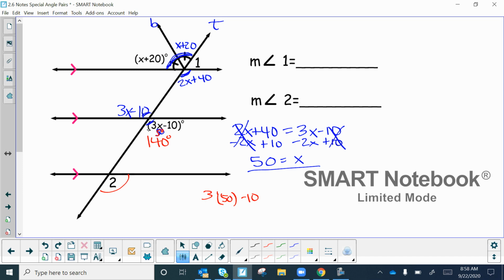Angle 2 is corresponding to this angle, so that is also 140. And then angle 1 is same side exterior with this angle, 140. And so remember, same side exterior angles are supplementary, so that makes that one 40 degrees. So angle 1 is 40 degrees and angle 2 is 140 degrees. And I believe that's it. And that is the last example, using all these special angle pairs.